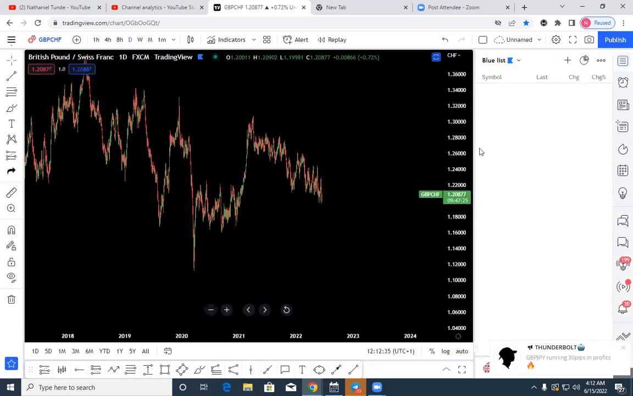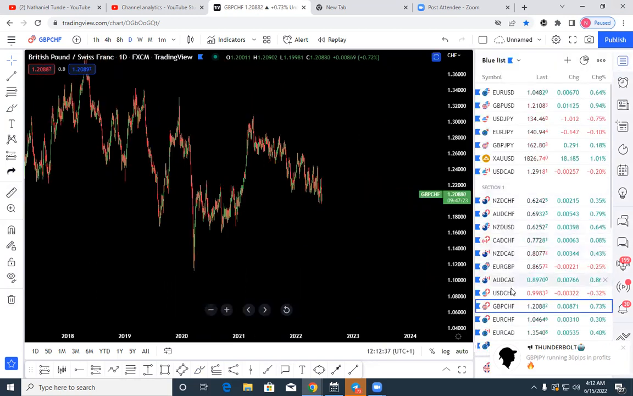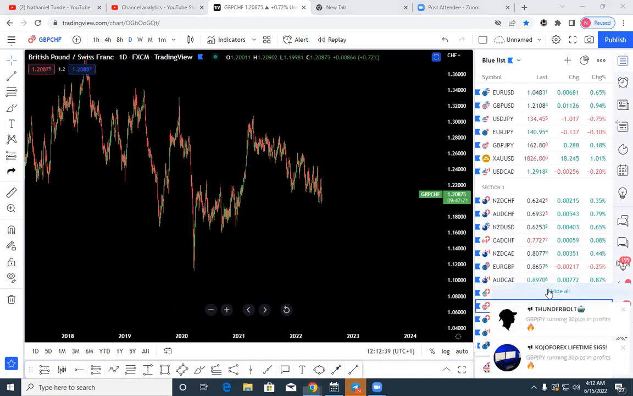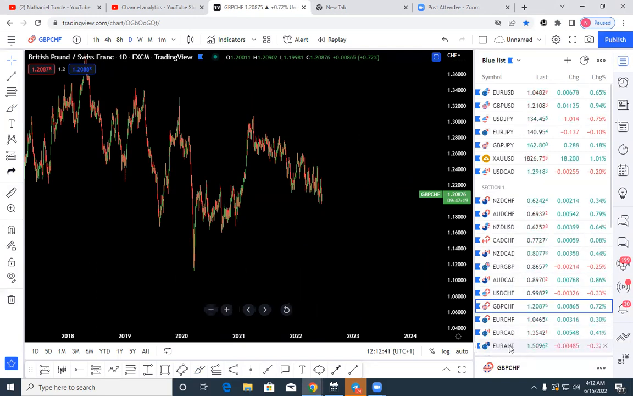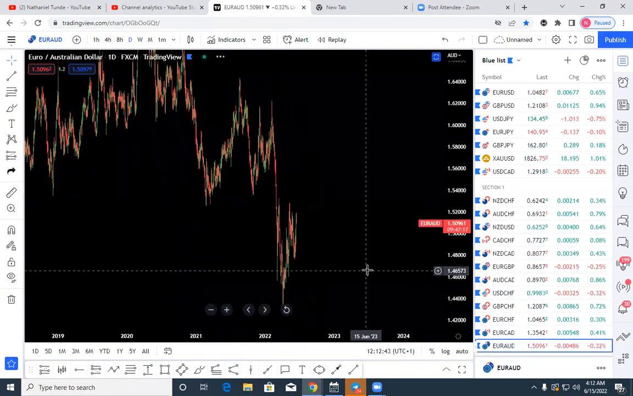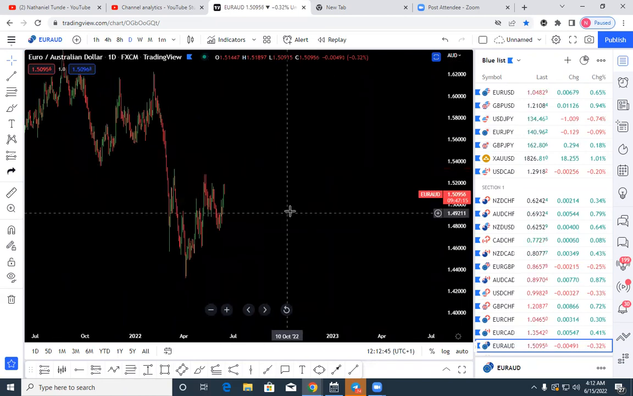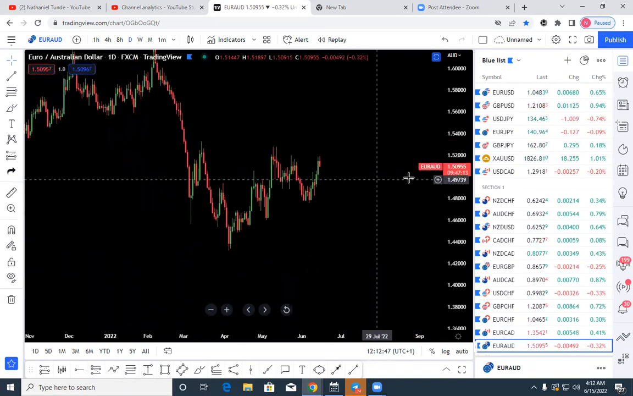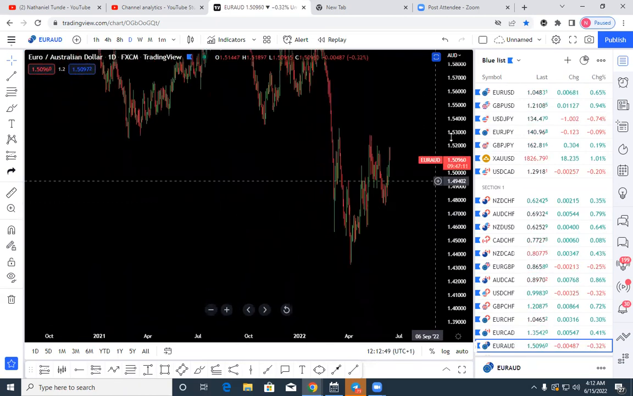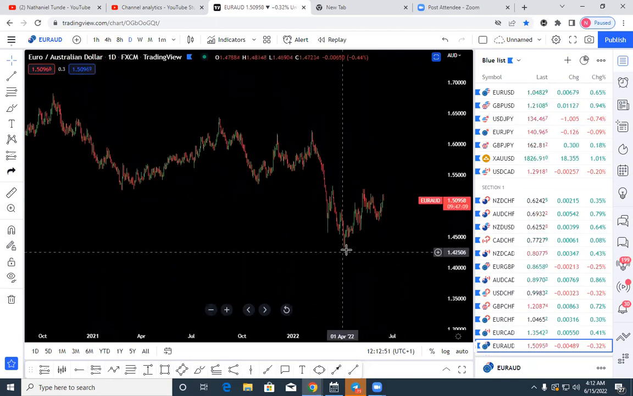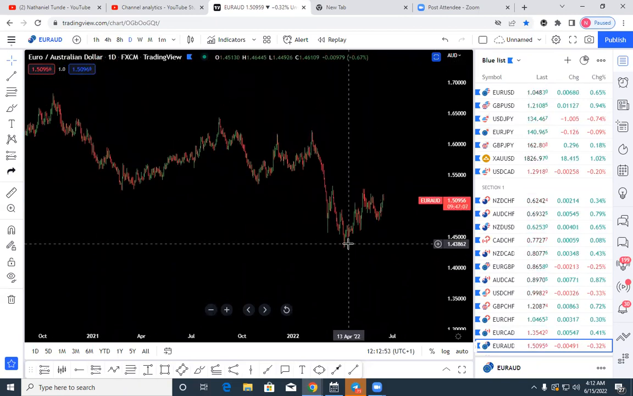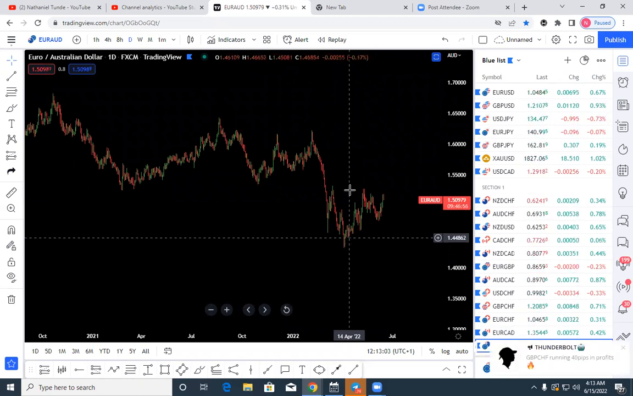Let's go to Euro AUD. Yes, let's go to this one. Okay. I'm going to illustrate it based on the buy and on the sell. Are you okay now? I'm going to illustrate this based on the buy setup as well as the sell setup that we are expecting.